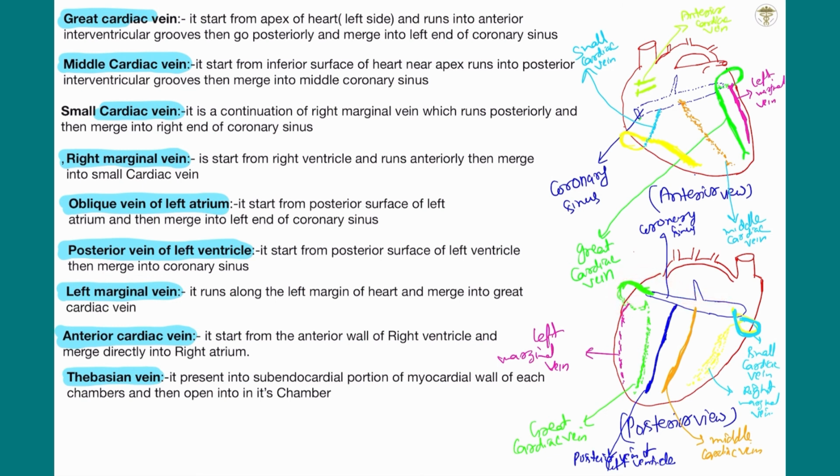And after all these veins, the coronary sinus drains all of this into the right atrium. So all venous blood from the heart goes through the coronary sinus into the right atrium. So this is the venous drainage of the heart from all parts of the heart.